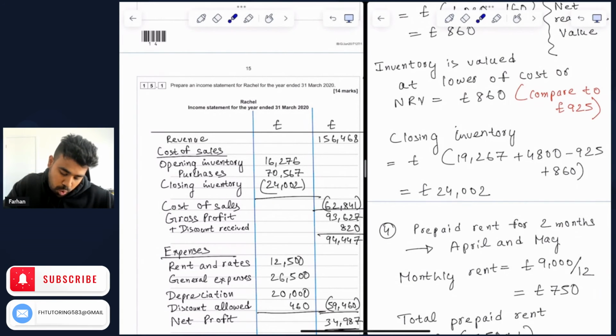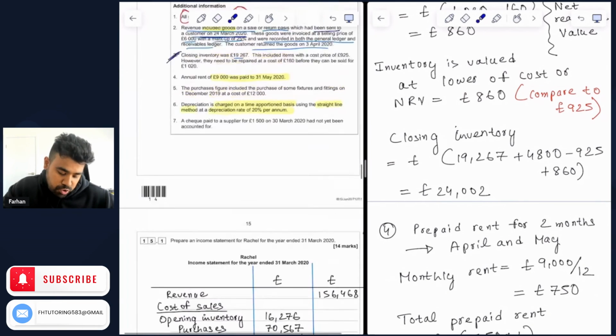And once you do all this, you should get a cost of goods sold of £62,841. Again, you can see this is in brackets, which reflects that the total for cost of goods sold will be subtracted from the net figure for revenue that we have. And when you do that, you should get a gross profit of £93,627.